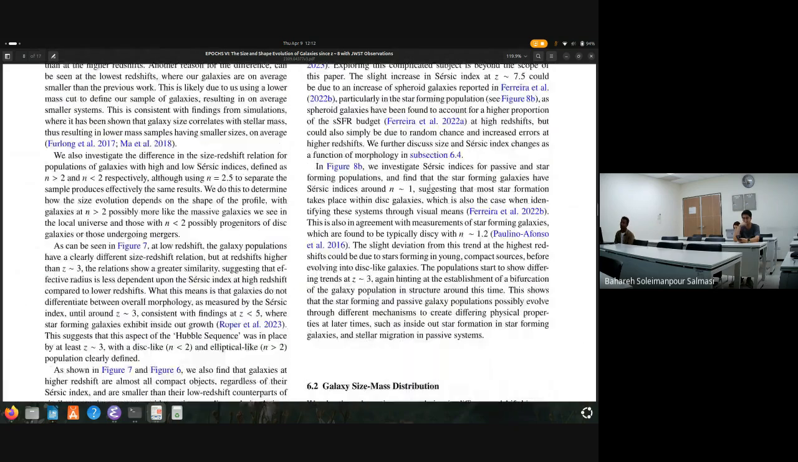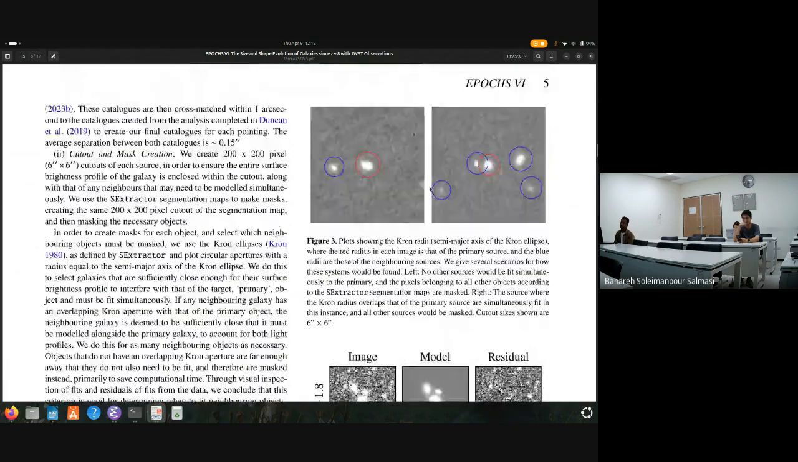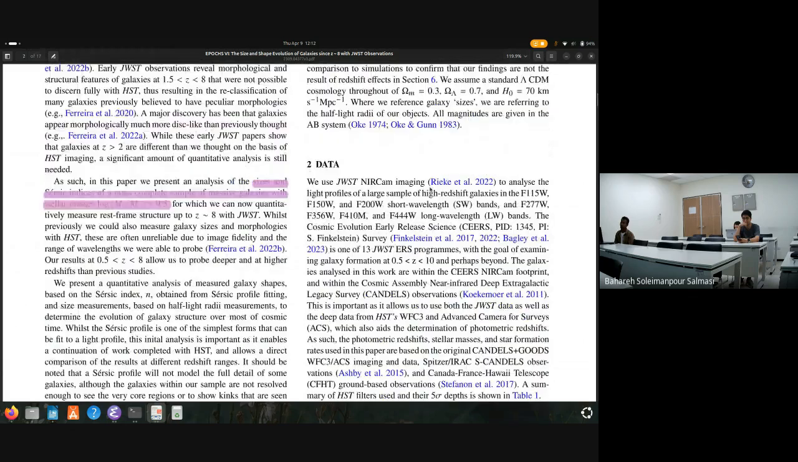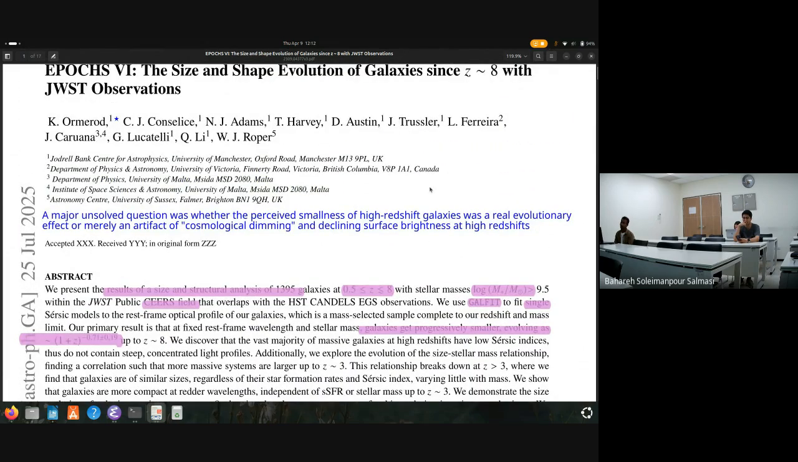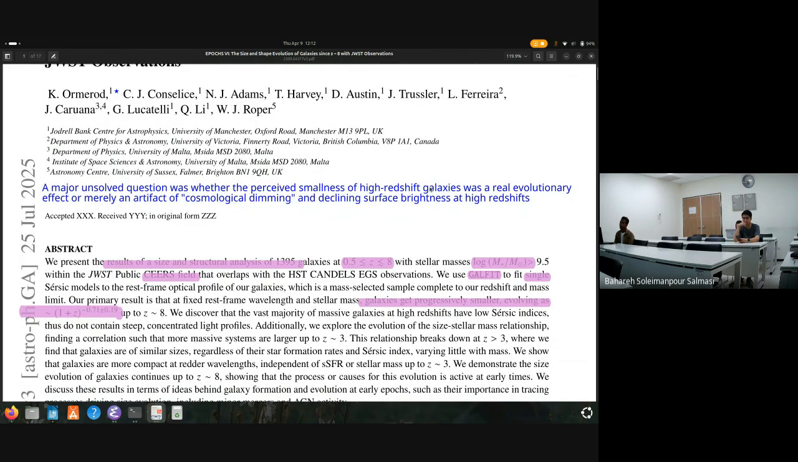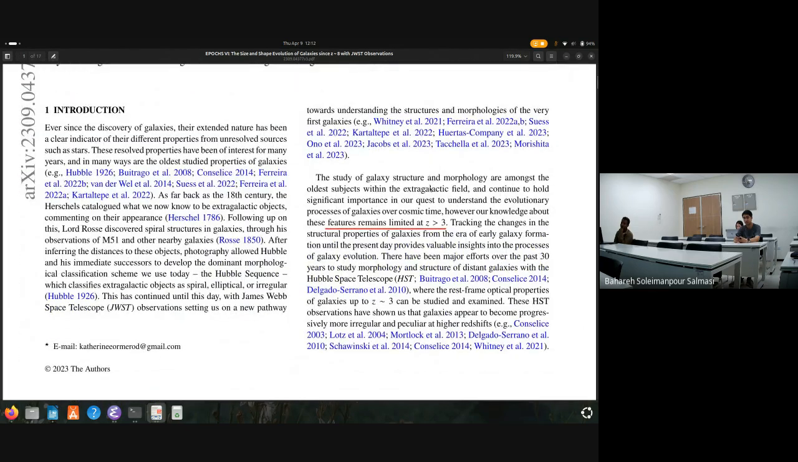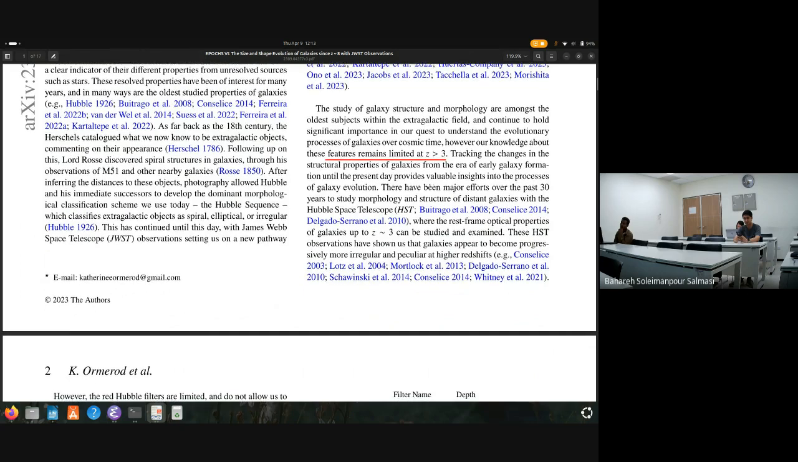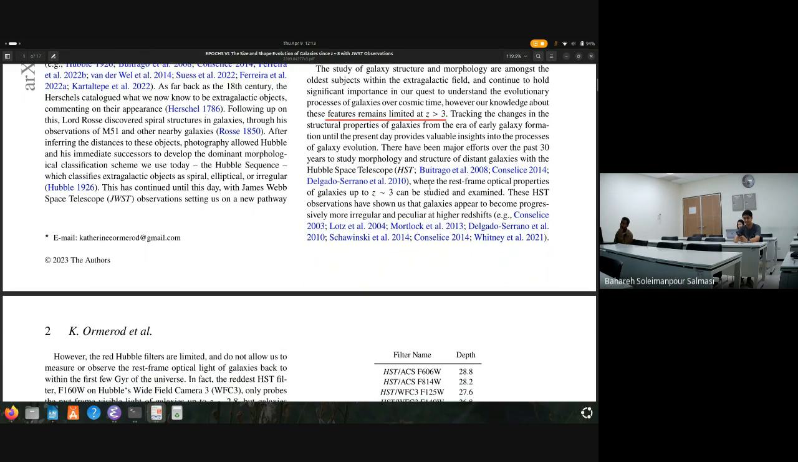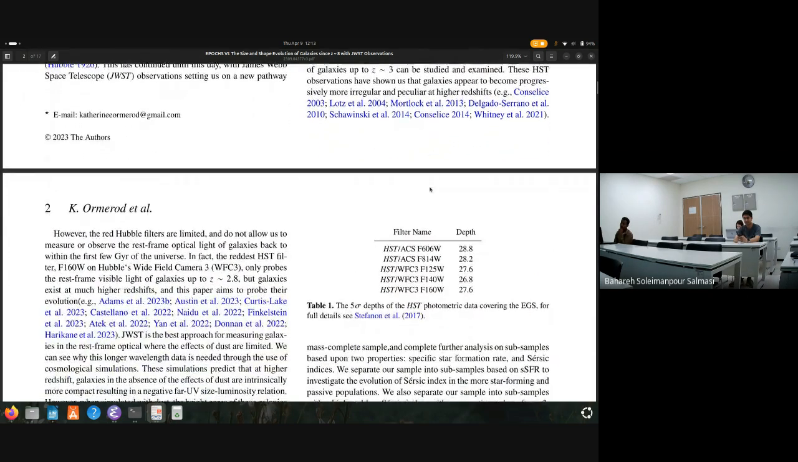But the question is, is it an evolutionary thing, or is it because of an observational bias? So what they are doing is, first of all, they want to see the size evolution, and the second thing is to see whether this is an effect of cosmological dimming or whether it is a true cosmological effect. Till now, we had only data from HST, which was limited to redshift less than 3. But now with JWST, we can go beyond these redshifts.